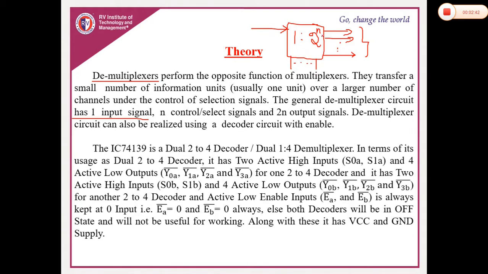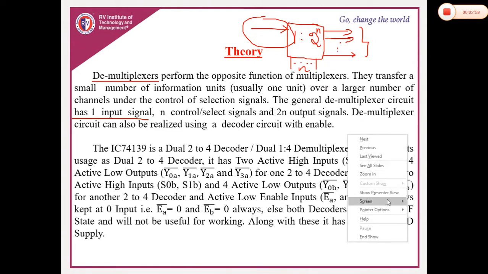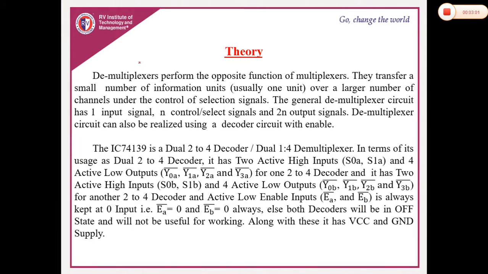How many select inputs will there be? There are n select inputs, small n. So out of these outputs, only one output will get the data input we have given, with the help of the select inputs. That is nothing but a demultiplexer, the actual demultiplexer concept. To tell you briefly, a demultiplexer has one input signal, n control or select input signals, and 2 power n output signals.